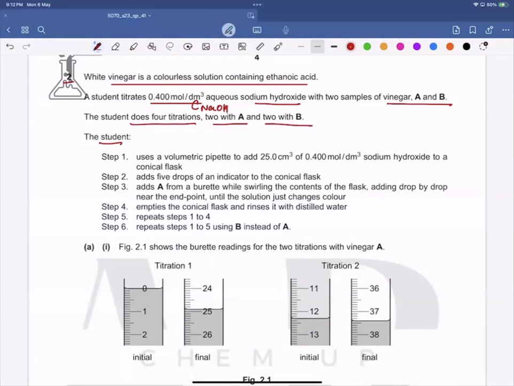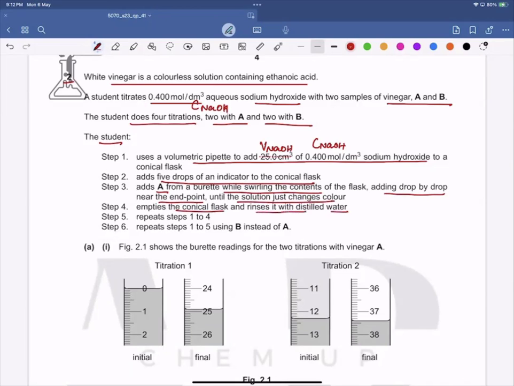Step 1 uses a volumetric pipette to add 25 centimeter cube of sodium hydroxide to a conical flask. That is the concentration and that is the volume of sodium hydroxide. Add 5 drops of indicator into the conical flask. Add A from the burette while swirling the contents of the flask, adding drop by drop near the end point until the solution changes color. Empty the conical flask, rinse it with distilled water, and repeat steps 1 to 4. Repeat steps 1 to 5 using B instead of A. So 2 times they have used vinegar A and then 2 times vinegar B.